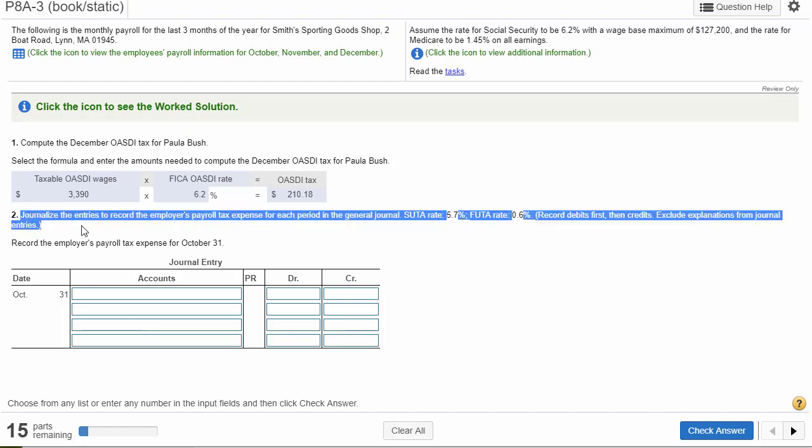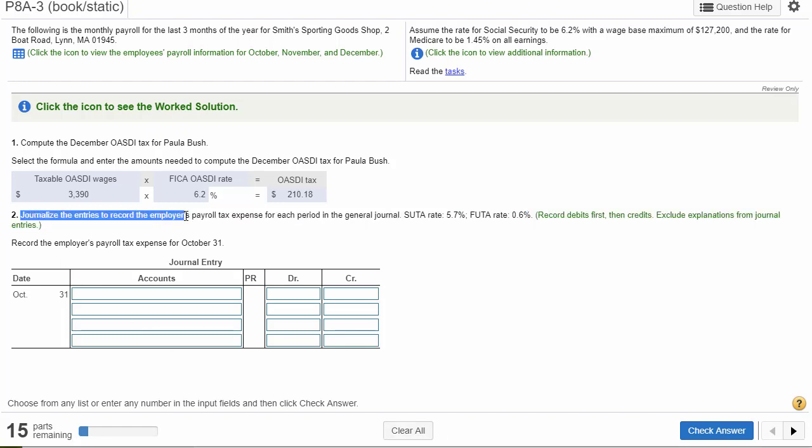The next section, we're going to journalize the entries to record the employer's, not the employee's, payroll tax expense for each period in the general journal. They're reminding you the SUTA rate is 5.7, FUTA is 0.6. Record debits and then credits as usual, exclude explanations.